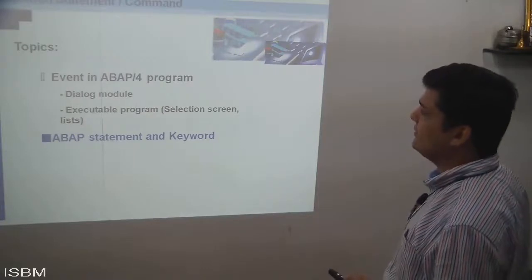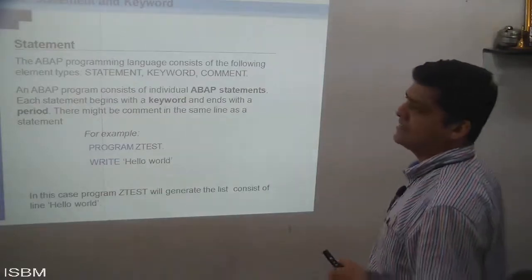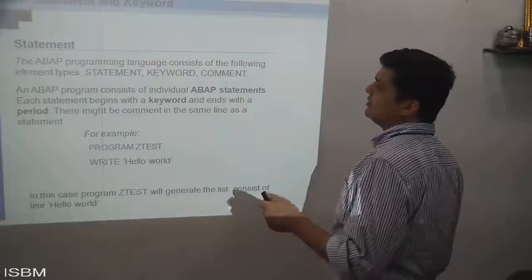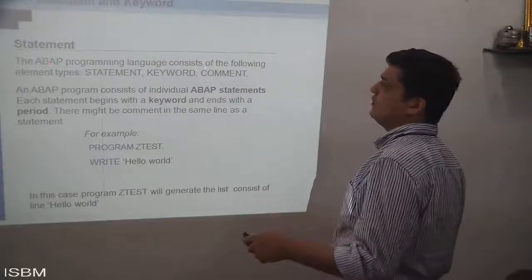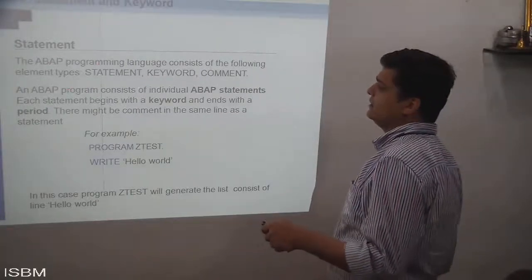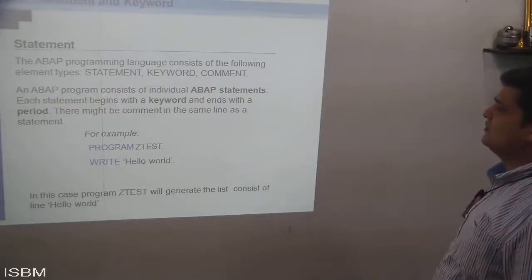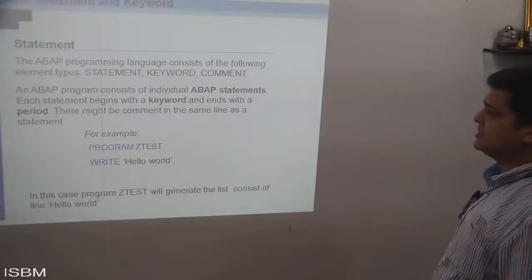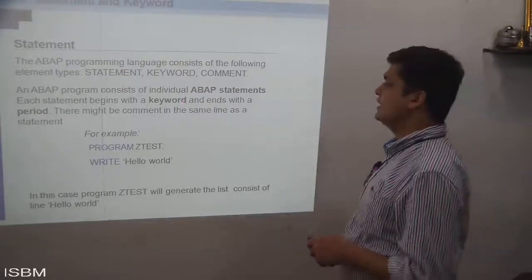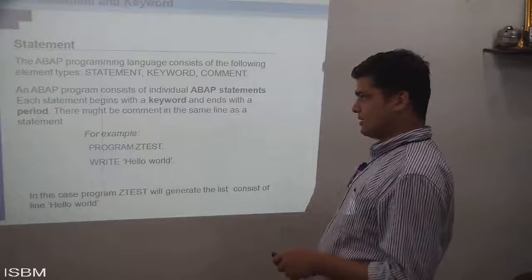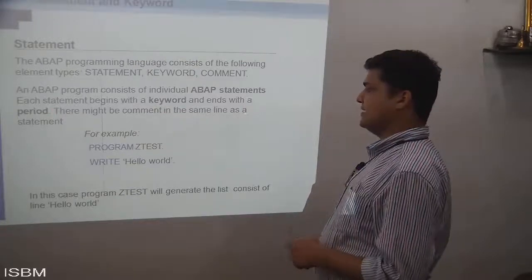Topics. Then again we have these things: ABAP statement and keyword. The ABAP programming language consists of the following elementary statements: statement, keyword and comment. An ABAP program consists of individual ABAP statements. Each statement begins with a keyword and ends with a period. There might be a comment in the same line as a statement.